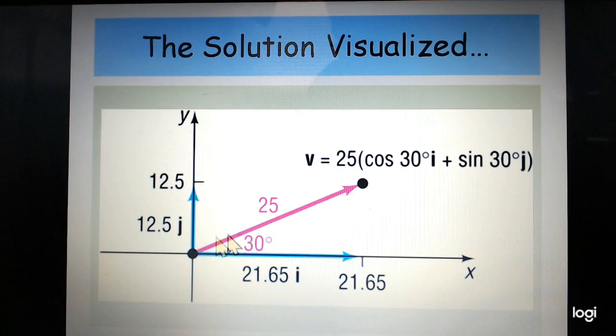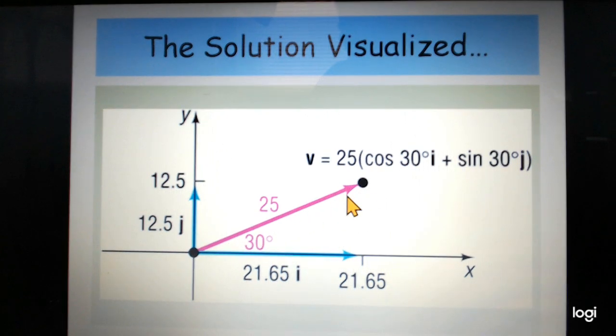This was given. What was in pink here is given. So the magnitude was 25 miles an hour. That was the initial velocity of the ball. And the angle was 30 degrees.